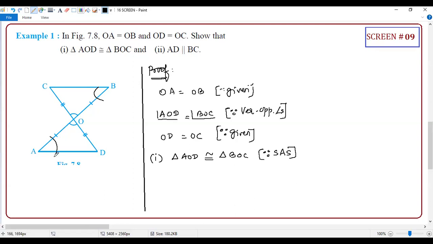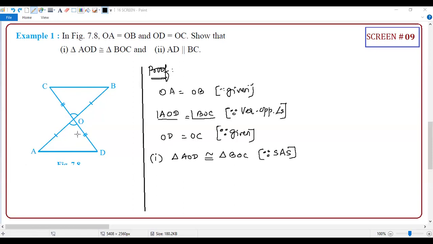Why? If the alternate angles are equal, then these two lines must be parallel. This is the transversal, my dear, and these two angles are alternate angles. If lines are parallel, then alternate angles are equal. The converse is also true: if the alternate angles are equal, then the two lines must be parallel. So that is the converse result I'm going to use. Angle OAD is equal to what?